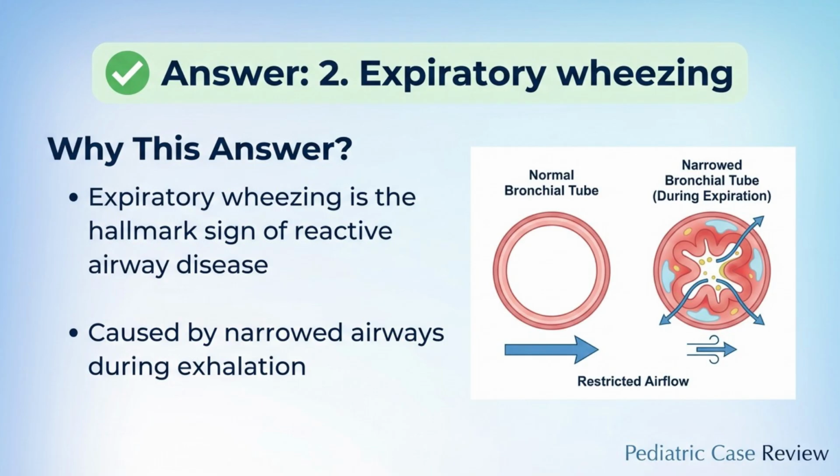The correct answer is number 2, expiratory wheezing. This is the hallmark clinical finding in reactive airway disease. Wheezing occurs during expiration when narrowed airways create turbulent airflow. The whistling sound results from air being forced through constricted bronchial tubes. This differs from inspiratory stridor, which suggests upper airway obstruction. Barking cough indicates croup, while grunting respirations suggest parenchymal lung disease. Expiratory wheezing remains the key diagnostic feature.